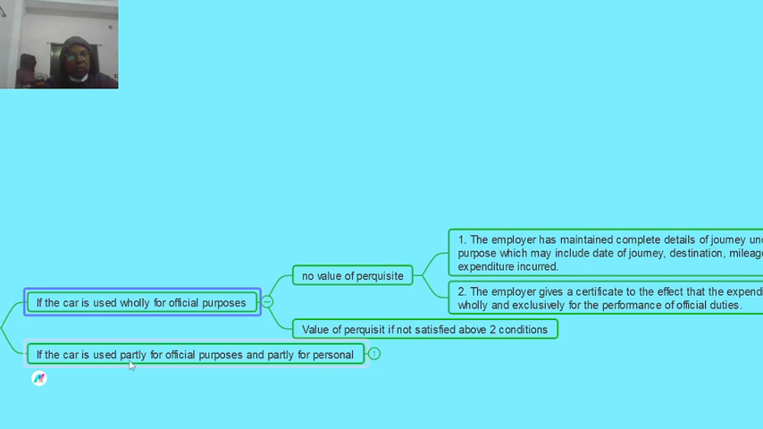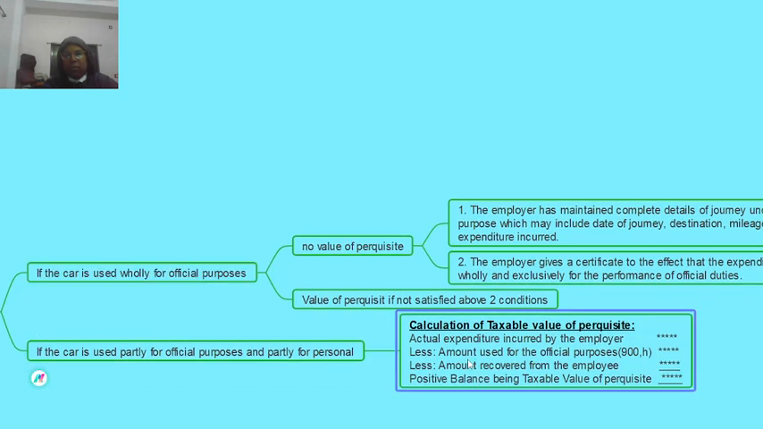And if the car is used partly for official purposes and partly for personal purposes, then the calculation of the taxable value will be like that. The expenditure incurred by the employer, less the amount used for official purposes, say 900 or the higher amount, whichever is higher, will be taken as deduction, and less the amount recovered from the employee. Then the positive balance is the taxable value of perquisite. So in this way we should calculate the value of taxable perquisite.